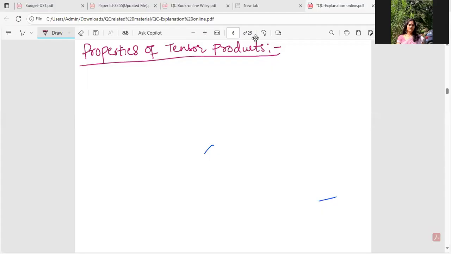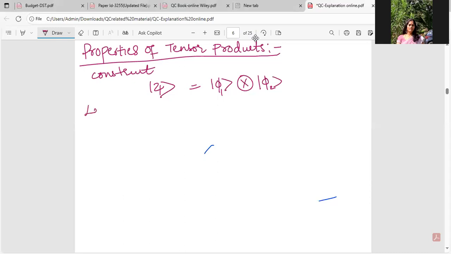Coming to properties of tensor products, as long as tensor products are with vectors and matrices, things are different. When it comes to operators, then things would be different. Now, first let's construct ket xi. That is nothing but ket phi tensor product, of course, ket phi 1 and phi 2. Okay. Now, linearity property of tensor products. Linearity.